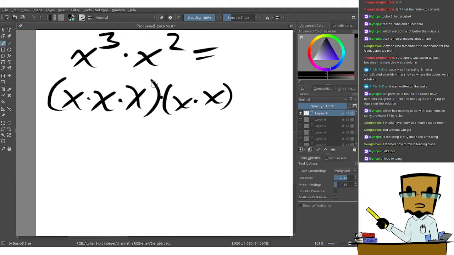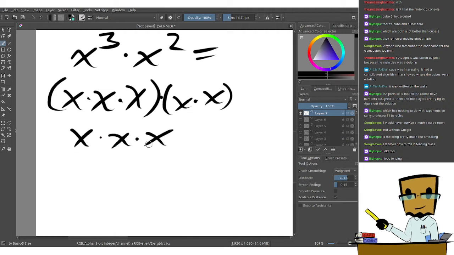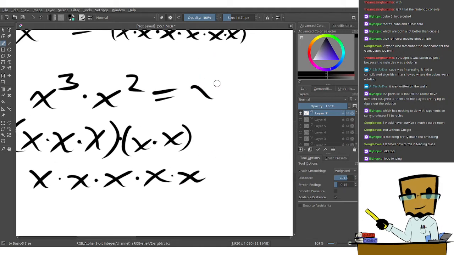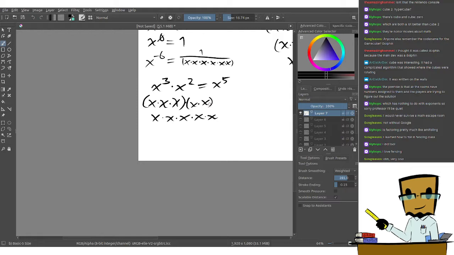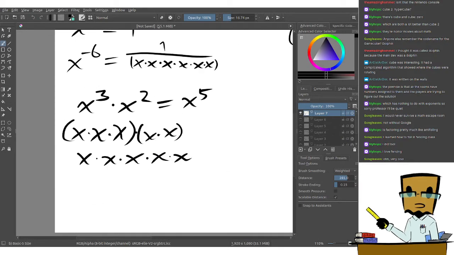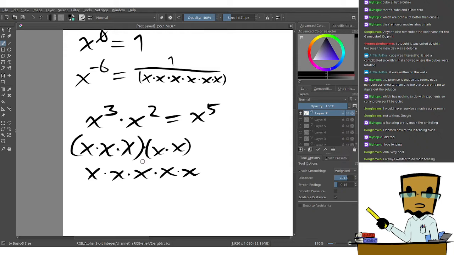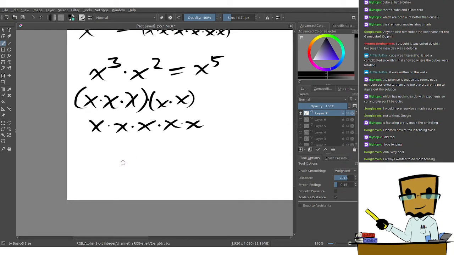We can just remove the parentheses and we get x. We end up with 5 x's, which is x to the power of 5. And now those negative exponents start to make sense in one moment.